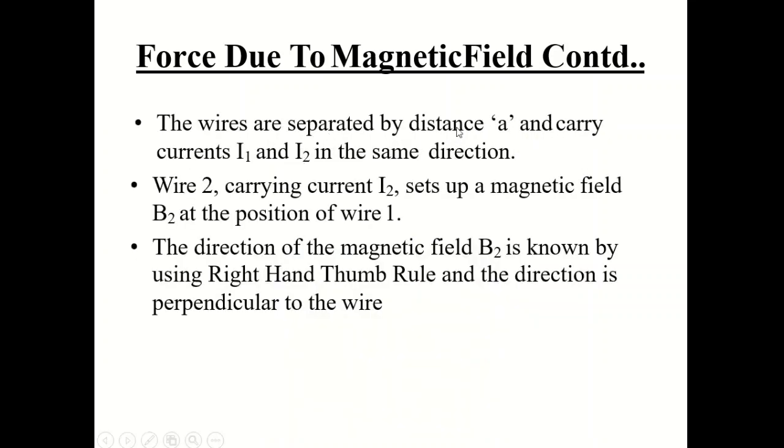The wires are separated by A and carry currents I1 and I2 in the same direction. Wire 2 carrying current I2 sets up a magnetic field B2 at the position of wire 1. The direction of the magnetic field B2 is known by using the right hand thumb rule, and it is perpendicular to the wire.